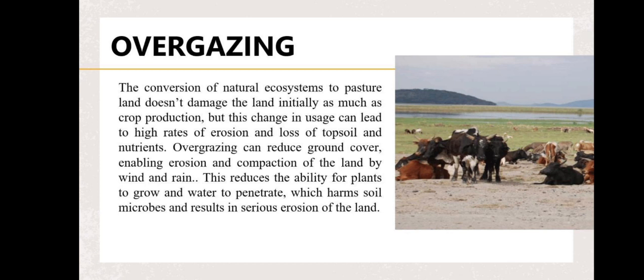So, overgrazing. Ano nga ba overgrazing? So, the conversion of a natural ecosystem to pasture land doesn't damage the land initially, as much as the crop production, but this change in usage can lead to high rates of erosion and loss of the topsoil and nutrients. So, overgrazing can reduce ground cover, enabling erosion and compaction of the land by wind and rain. Hindi naman nangyayari ang pag-erode ng soil pag kunwari pinutol agad natin yung puno dito. So, it will take time naman. I think it's weeks lang naman bago siya mawala kasi hindi na hinigop yung nutrients sa lands. So this reduces the ability of plants to grow and water to penetrate, which harms soils, microbes, and results in serious erosion of the land.